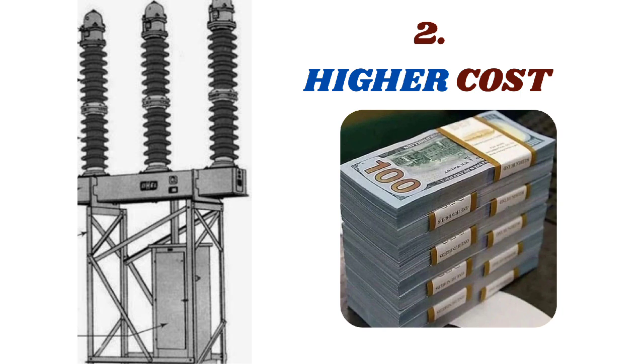2. Higher cost. Minimum oil circuit breakers are generally more expensive than bulk oil circuit breakers. The reduced oil volume and compact design require more advanced materials and manufacturing techniques, which can drive up the cost. However, the benefits of reduced maintenance and increased safety may outweigh the higher upfront cost.